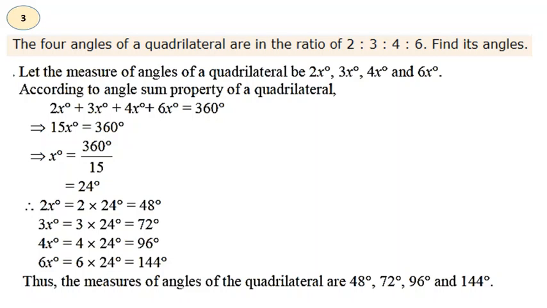Or you can use the ratio method also. Add all the terms 2, 3, 4, 6, which gives 15. Then 2 by 15 of 360 degrees. That way also you can calculate. 3 by 15 of 360 degrees. Similarly, 4 by 15 of 360 degrees, 6 by 15 of 360 degrees, like that.